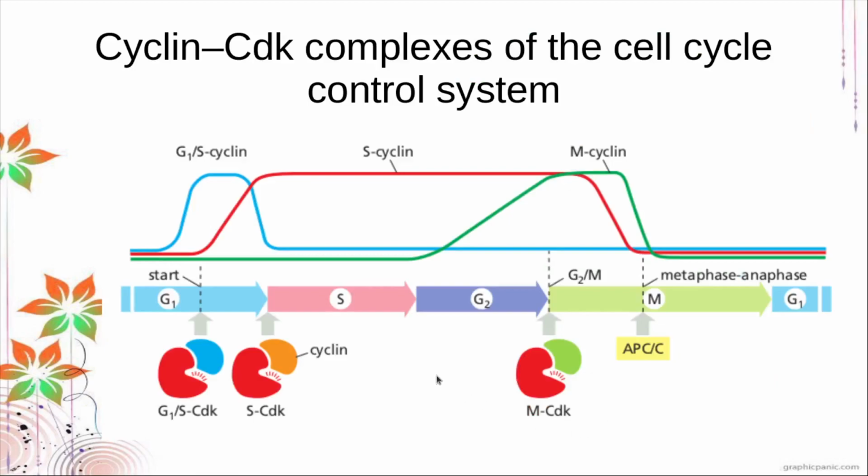Okay, so what are the main players in the control of the cell cycle system? We have the Cyclin-Cdk complexes. So cyclin and CDK, these are proteins. These are messenger proteins that initiate, or are part of, cascades of reactions that govern the switches between these transitions between the phases. So we have here actually four families of Cyclin-Cdk.